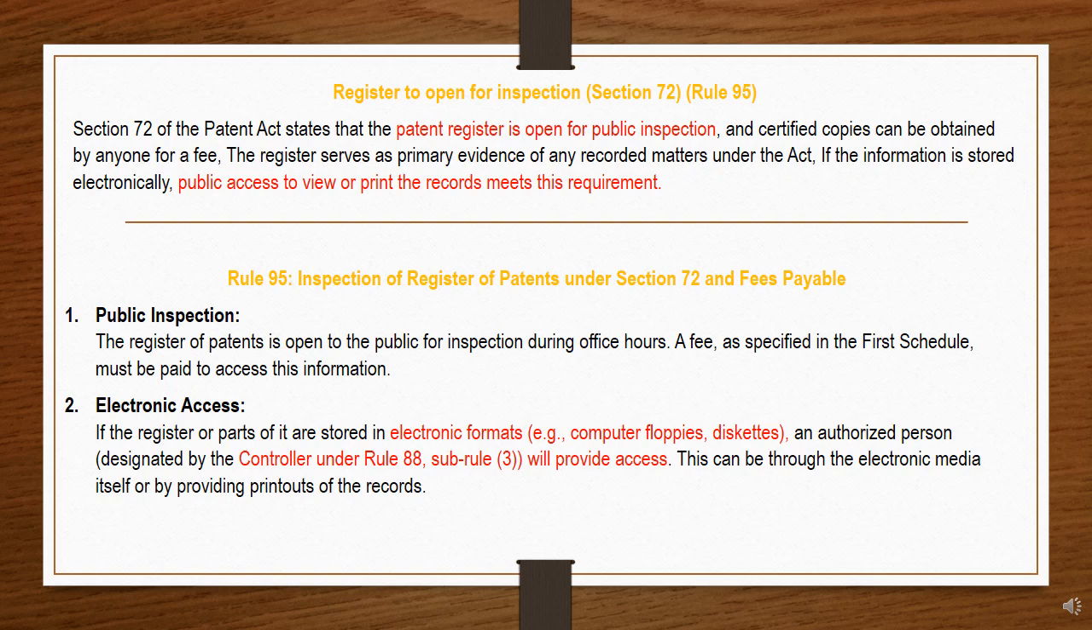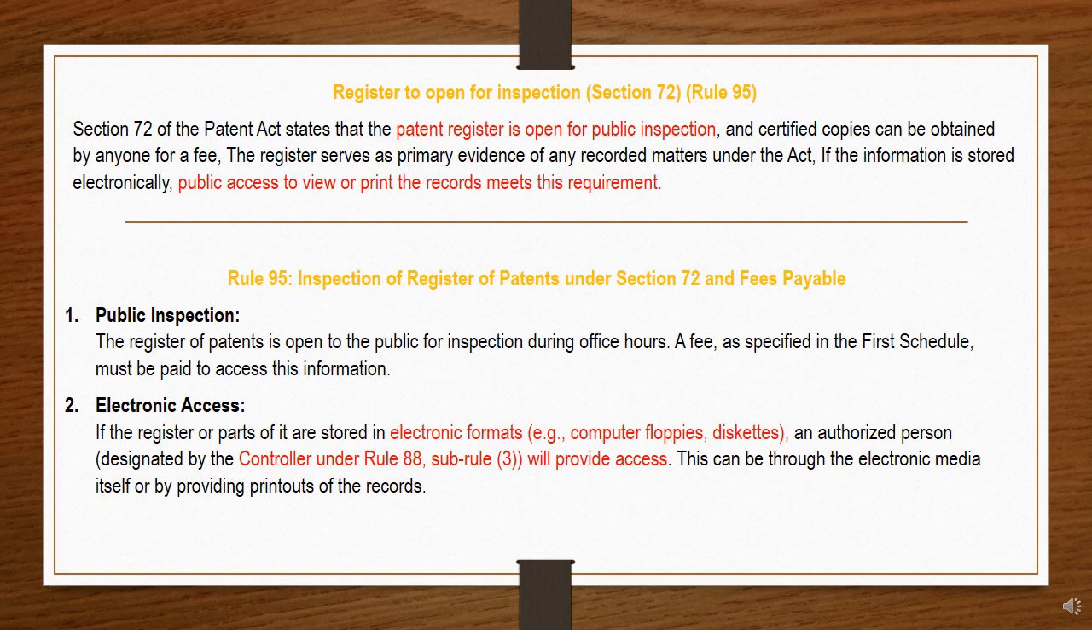Rule number 95. Inspection of Register of Patents. In that first one, public inspection. The Register of Patents is available for public inspection during office hours. A fee as outlined in the first schedule is required for access.